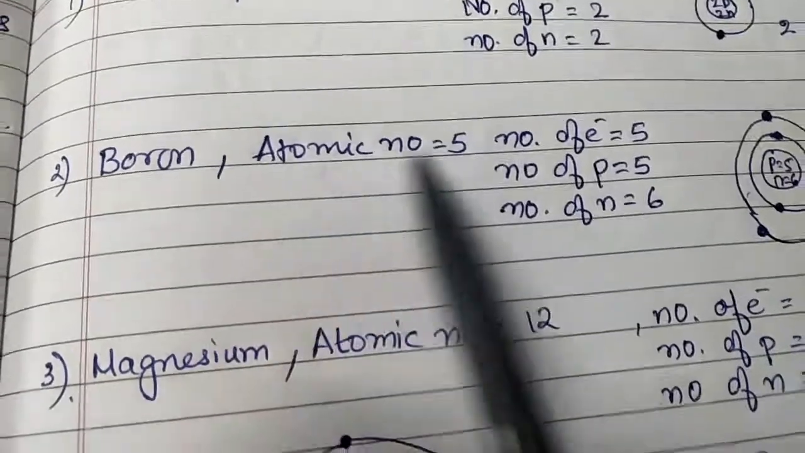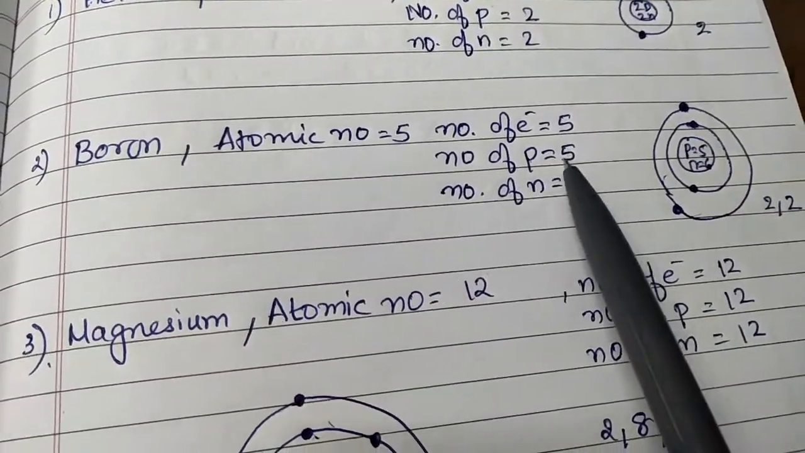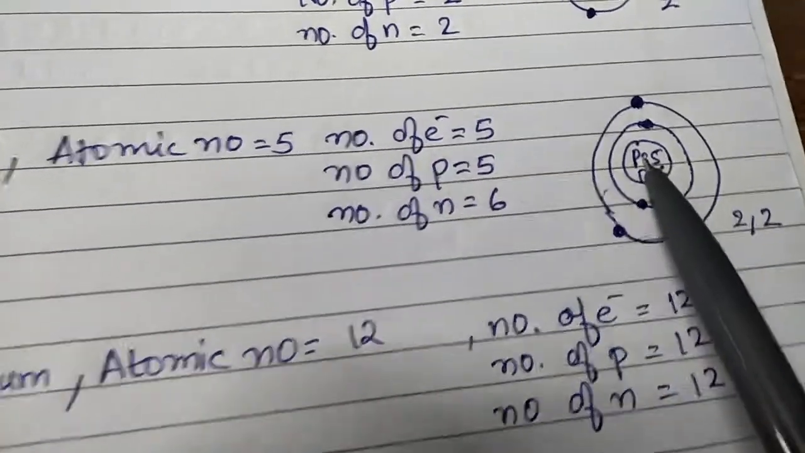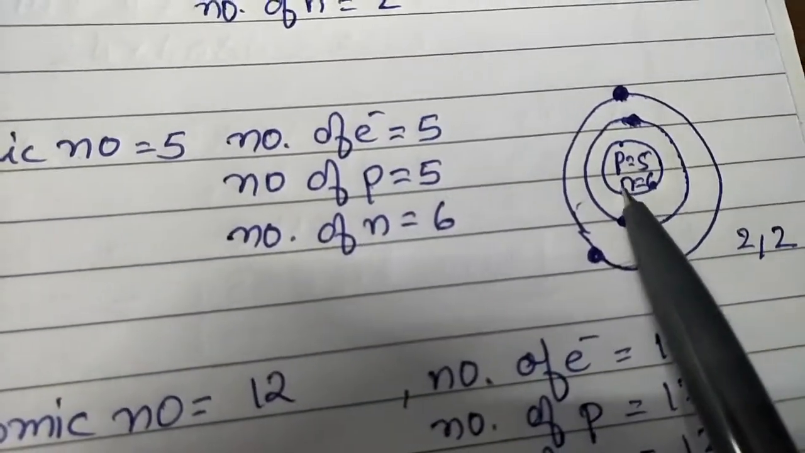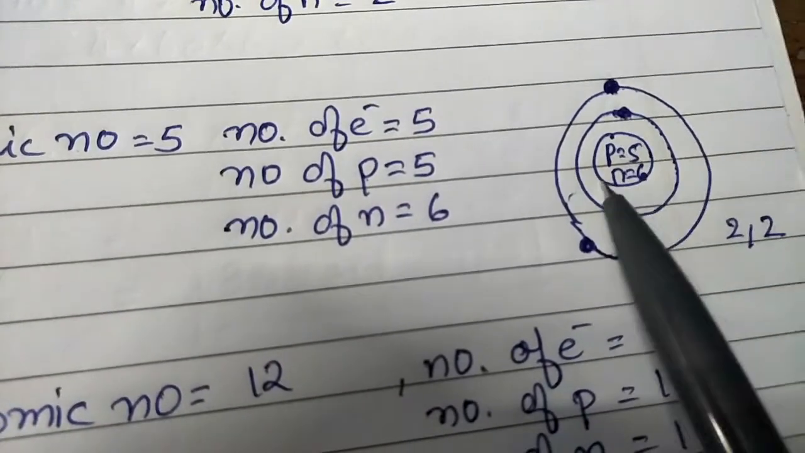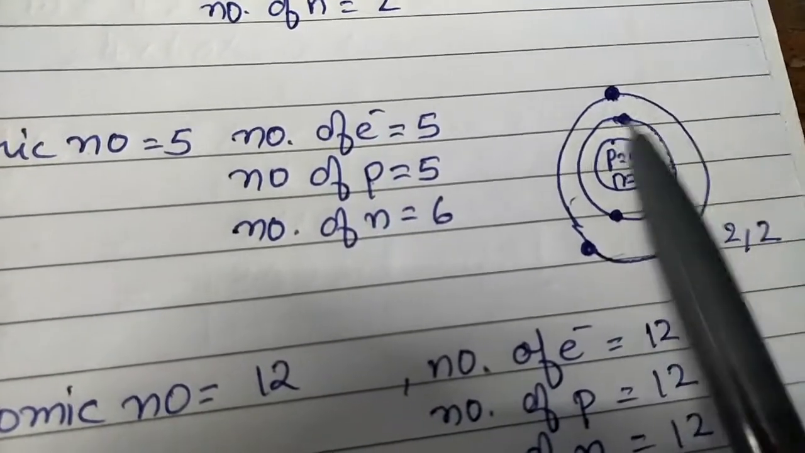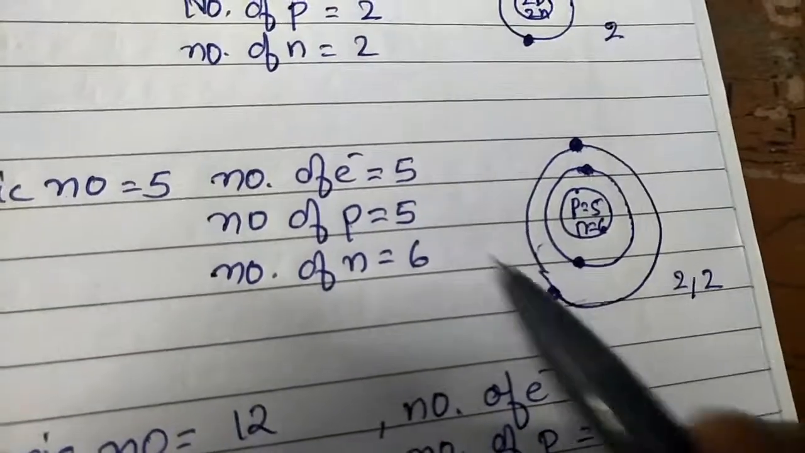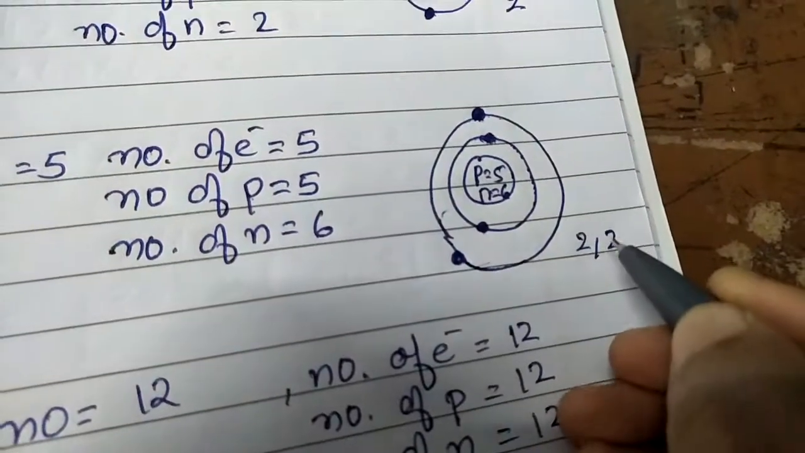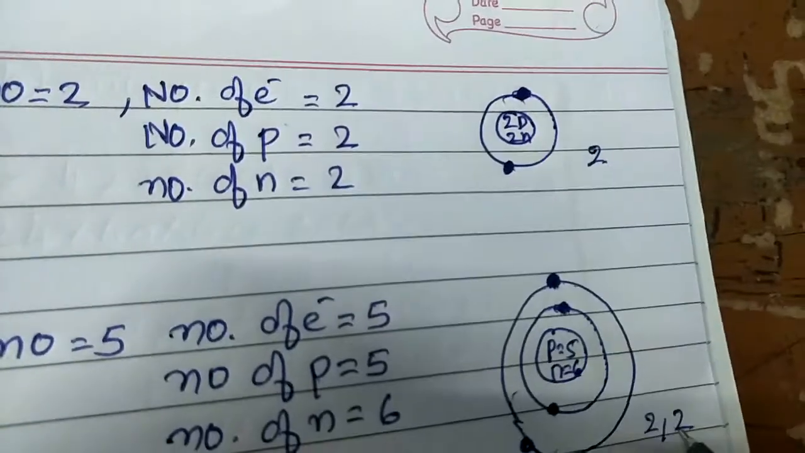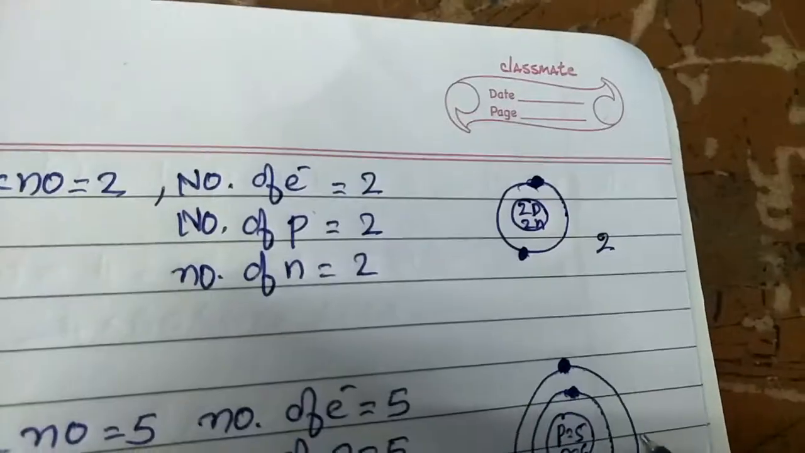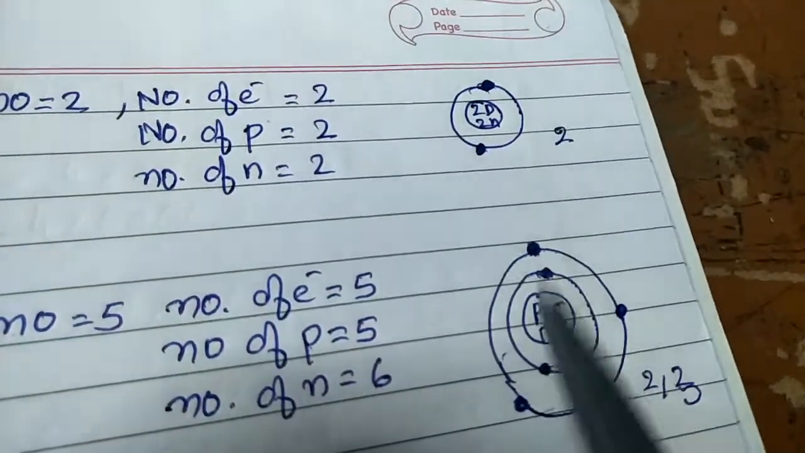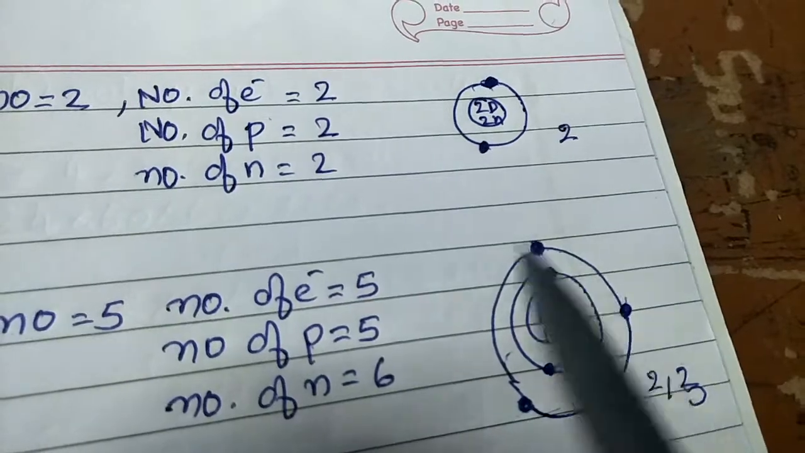Second is boron, atomic number 5, 5 electrons, 5 protons and 6 neutrons. So this is the nucleus. So in the nucleus you have got 5 protons and 6 neutrons. In the first orbit there are 2 electrons. The second orbit, if you see how many are there? 5 total, so 2, and then we have got to have 3 here. So 1, 2 and 3. 3 electrons. Can you see this? So total 5 electrons.